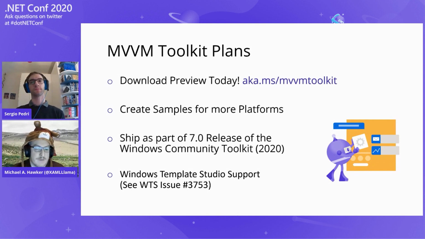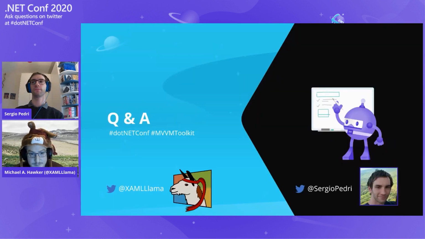We will ship this officially as part of our 7.0 release of the Windows Community Toolkit. That should hopefully be coming in the next month. We haven't quite nailed down the date for this year yet. If it doesn't happen before Christmas, it'll happen first thing in 2021. We've also been working with the Windows Template Studio folks. They have an issue open there to track integrating the MVVM toolkit into their templates to replace the libraries that are no longer maintained. So now it's time for our Q&A.